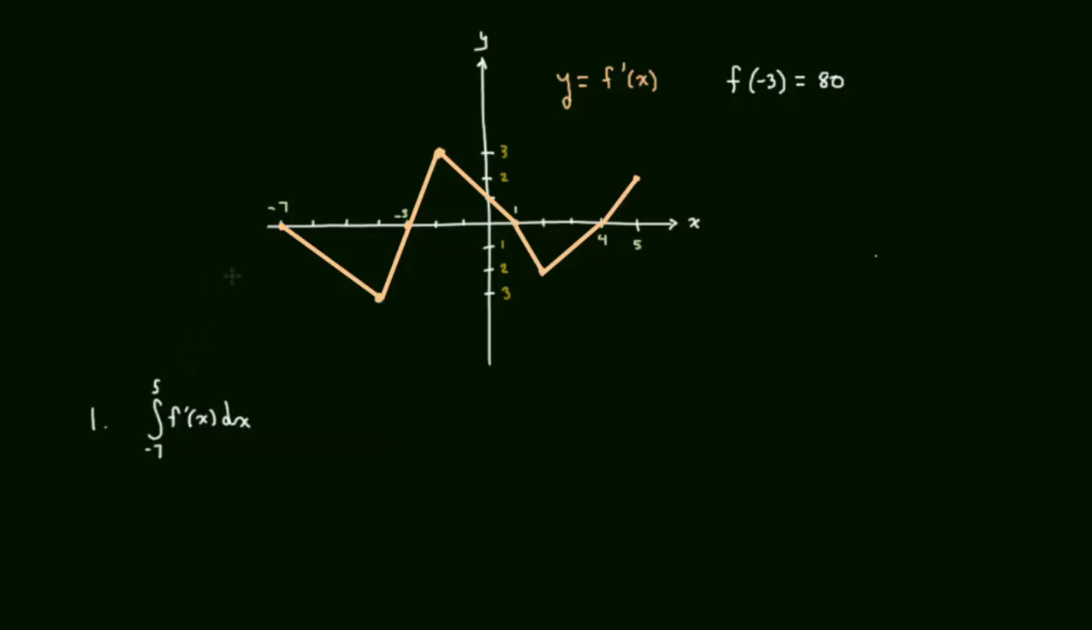Okay, let's begin this warm-up. Here we have a graph of the derivative of f, y equals f prime of x, and question 1 wants us to evaluate the integral from -7 to 5.